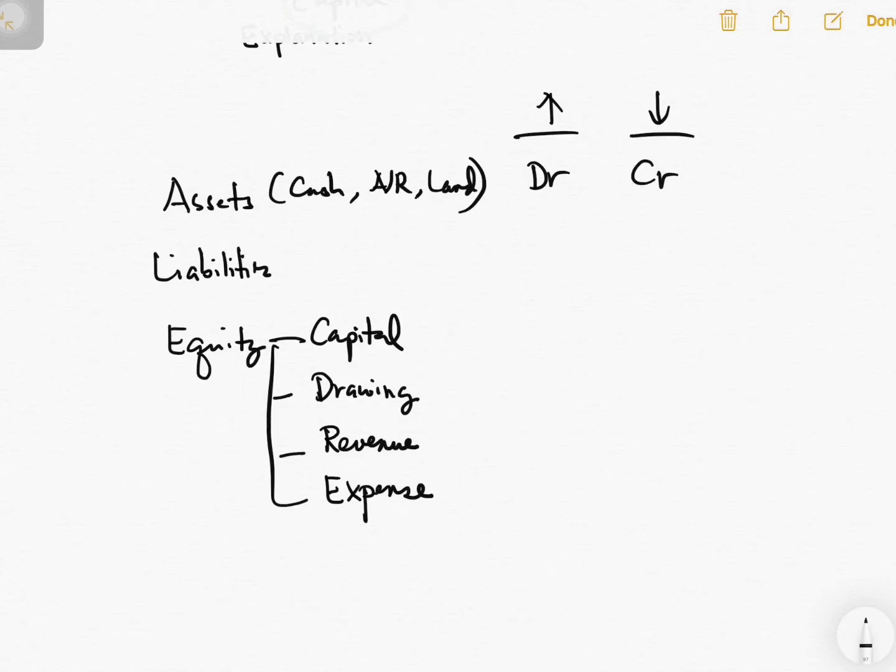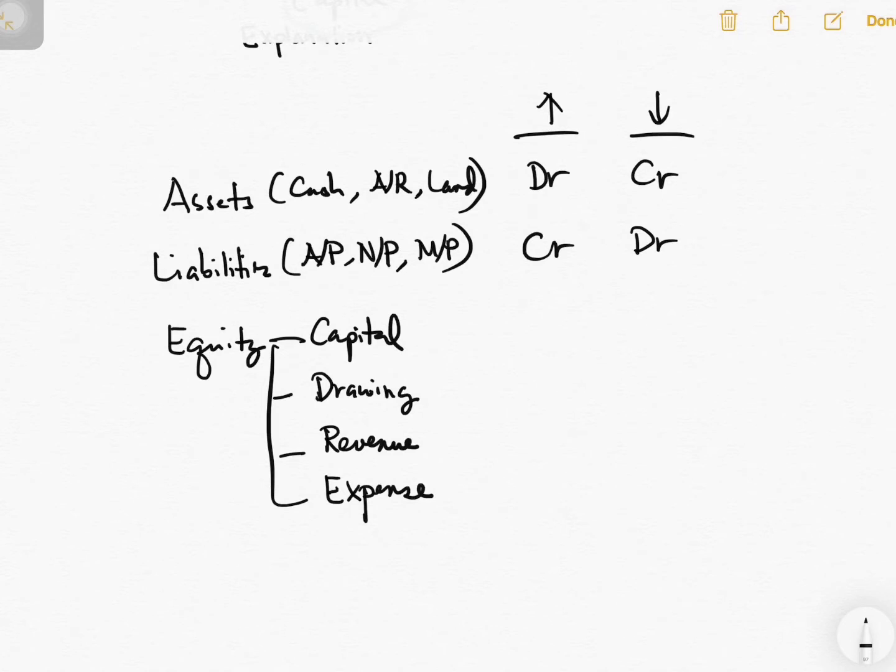How about liabilities? Let's think of account titles under liabilities. You have accounts payable, notes payable, mortgage payable. So if you have these obligations and you increase the value of that obligation in your analysis, you will credit it. But if you want to decrease the value, you just get the opposite side, debit.